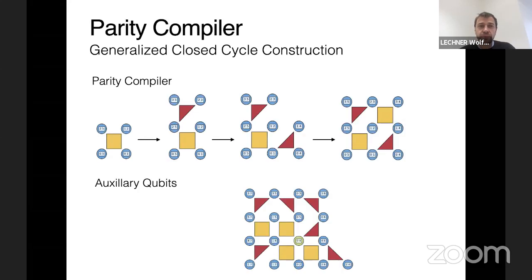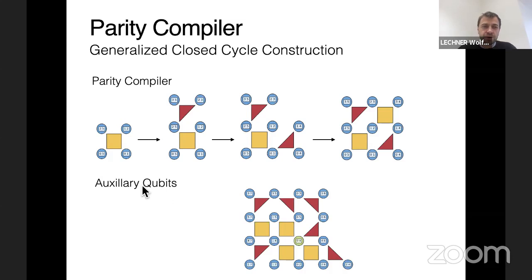So how does the compiler work? What our compiler actually does is it takes all possible closed loops, so closed loops now in this generalized version, and puts them together like puzzle pieces. So this means we just try to find space-filling arrangements of these closed loops, such that we always get out a square lattice without any missing qubits.